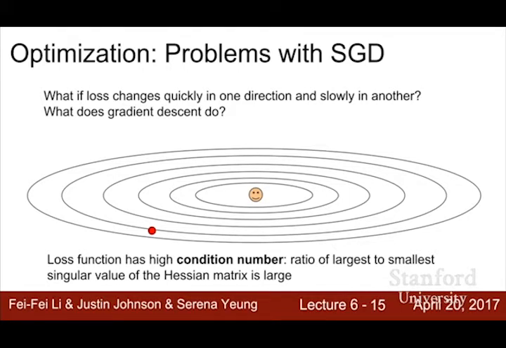By the way, this is referred to as the loss having a bad condition number at this point, which is the ratio between the largest and smallest singular values of the Hessian matrix at that point. But the intuitive idea is that the loss landscape kind of looks like a taco shell, and it's very sensitive in one direction, not sensitive in the other direction. So the question is, what might SGD, stochastic gradient descent, do on a function that looks like this?